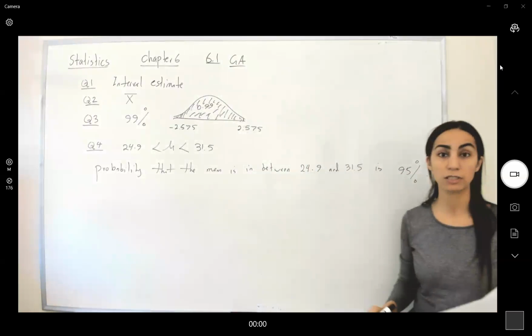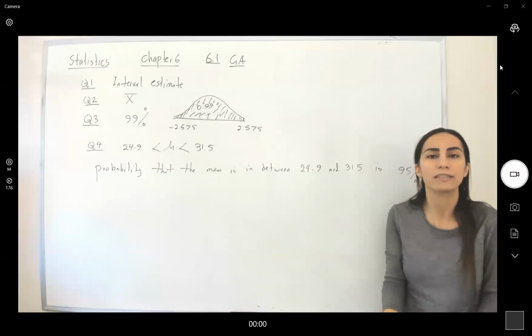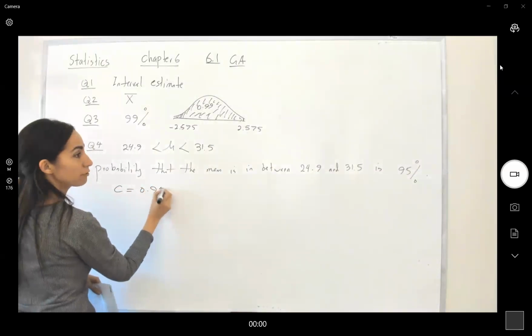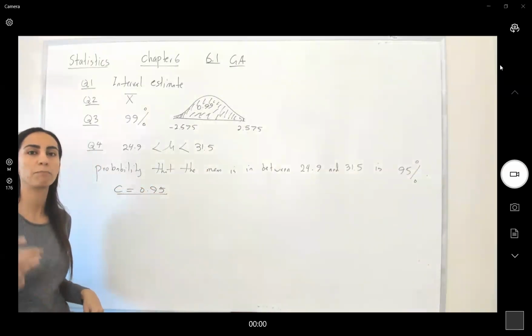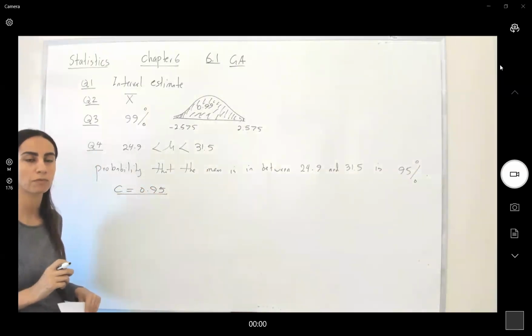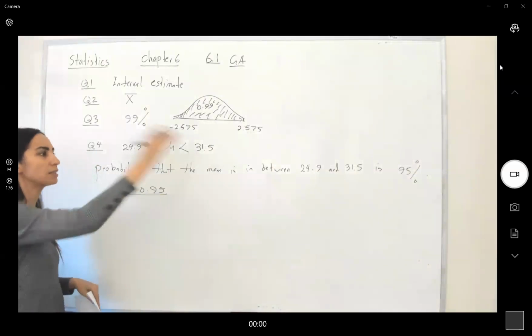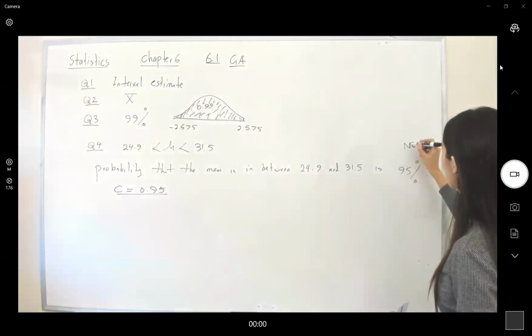Is 95% the probability? 95% is actually the confidence level. So C is equal to 95%. It gives us a measure of degree of reliability. We are 95% confident that this is happening. So the answer is no, this is wrong.